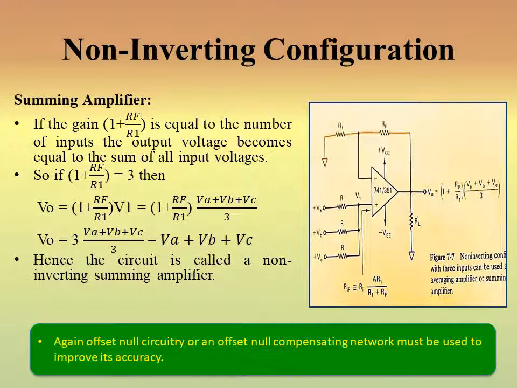Now here also, for this non-inverting configuration, it should be taken into consideration that offset null circuitry, or an offset null compensating network, must be used along with this. Here in this figure, offset null circuitry is not shown, but in order to improve the accuracy of this non-inverting amplifier, null circuitry should always be used.